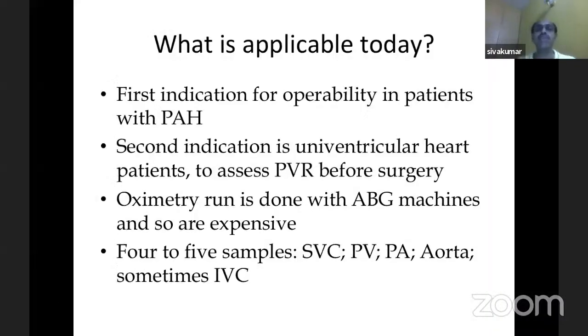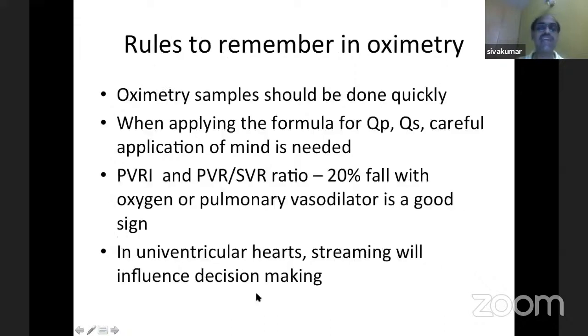The current applicability of all this oximetry will be to assess the patient for operability in patients who are presenting with significant pulmonary hypertension. The second indication will be in lots of univentricular hearts prior to Glenn and Fontan surgery. In oximetry runs, we need to take the basic samples of SVC, PV, PA, aorta, sometimes inferior vena cava also. In general, all the oximetry samples should be done quickly.